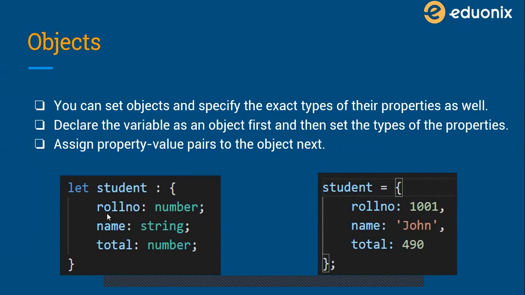Okay, so in here I'm creating three properties: roll number, name, and total, and I'm specifying that each of these have the types number, string, and number. And then in the next line of code I can assign the value of those properties. Now, this is more like a blueprint, right?